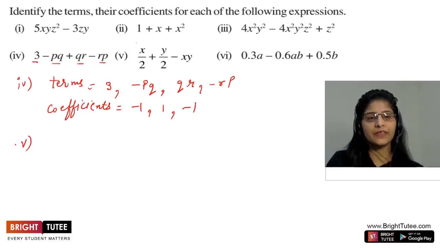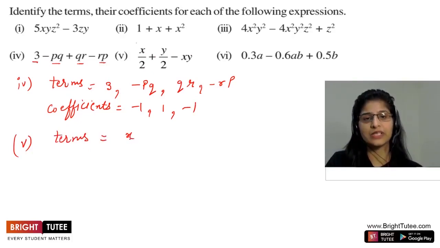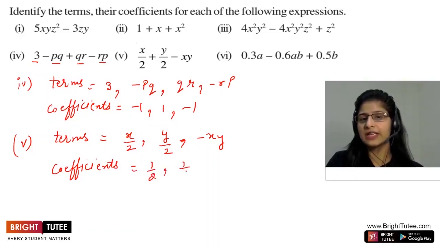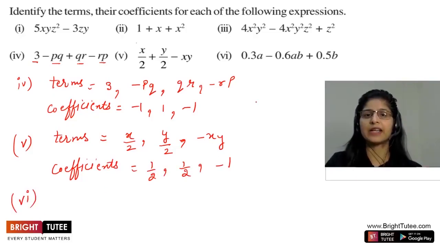minus 1 for minus RP. In the fifth part, we have these terms, x upon 2, let us write. How many terms do you see, students? There is the first term x upon 2, then y upon 2, and minus xy. There are 3 terms. Okay, coefficients we will write. Of x the coefficient is 1 by 2, of y the coefficient is 1 by 2, and of xy it is minus 1.